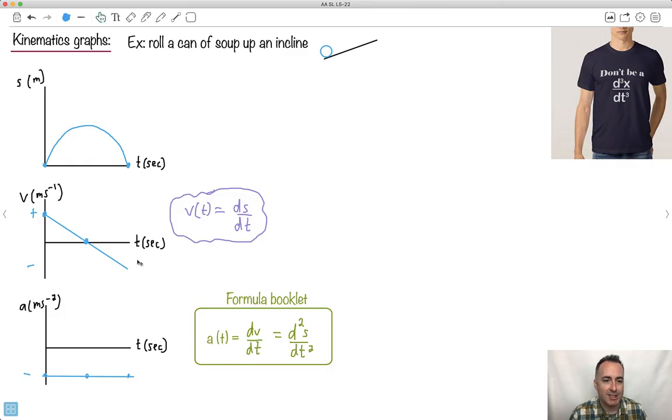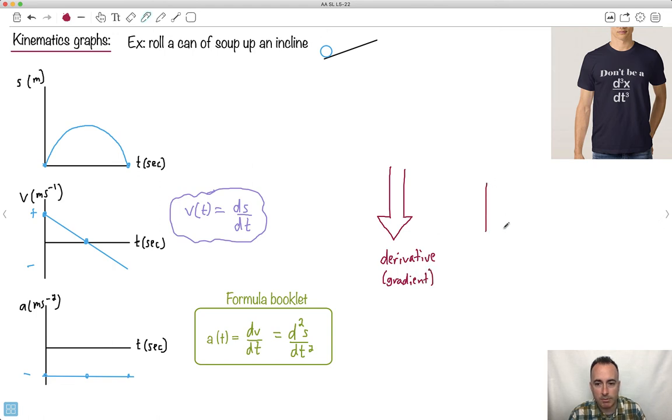What I like is that the units all make sense too. So the trick I'm going to show you is this. When you line them up as displacement, velocity, acceleration, anytime you go down in these graphs, down is the derivative, in other words, the gradient. So every time you go down by one, you take the gradient or the derivative. And conversely, anytime you go up, what's the opposite of a derivative? It's the integral. So up is the integral, in other words, the area under the curve.